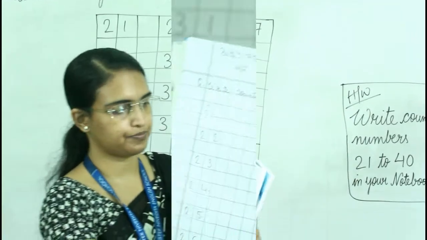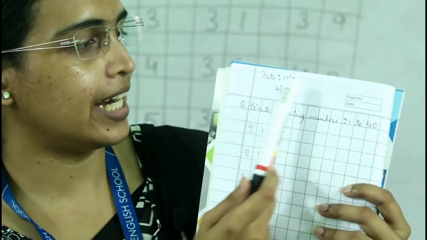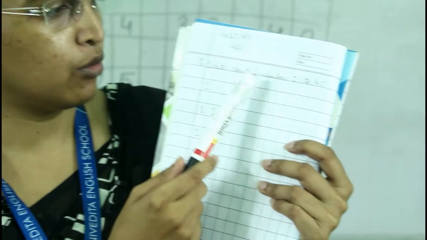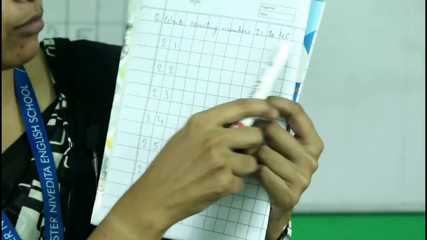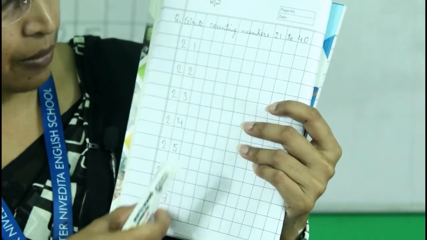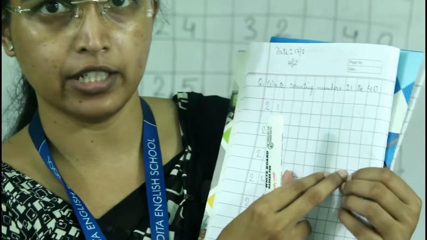this way. Suppose this is your HW copy, so write the date, then write HW, then write the question with the help of your parents. Tell them to write the question. Then you have to tell them to write these numbers in this way, and on this side you have to write it by yourself. Okay.